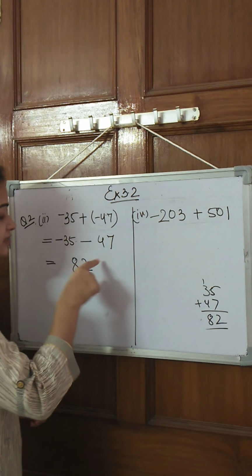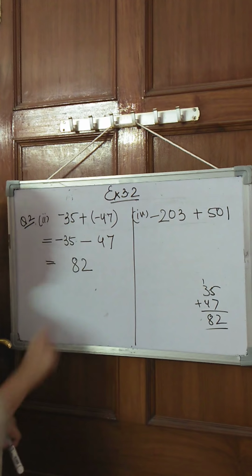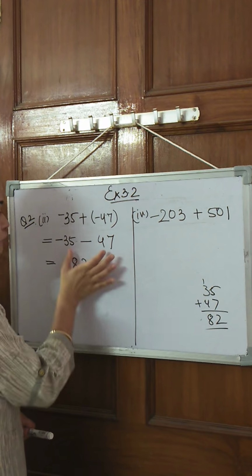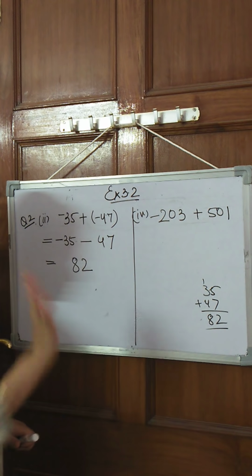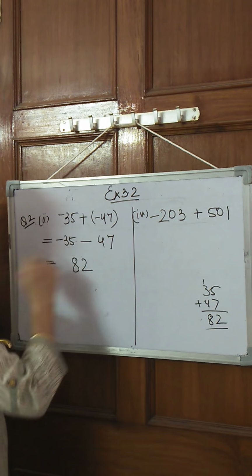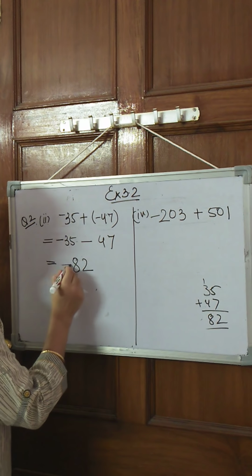I do not write here 35 plus 47. Okay, you have to straight away understand that minus minus is plus. So add these two numbers, answer is 82. Now put the sign. 47 is bigger, it has negative sign, so answer is also negative.